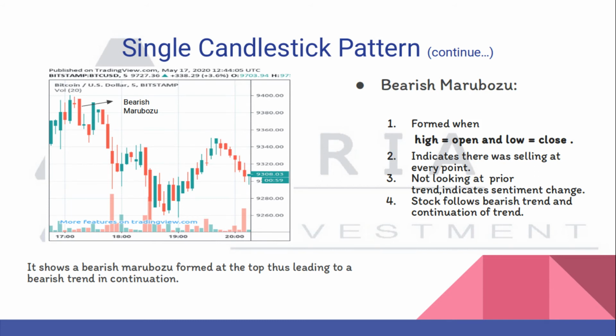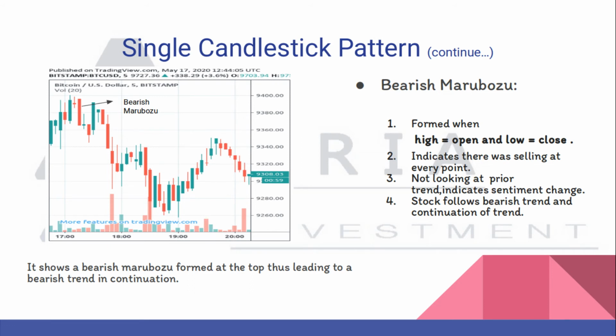So, not looking at the prior trend, there is a sentiment change that we can see. A bearish Marubozu indicates bearishness. So, we should sell around the closing price of a bearish Marubozu and keep the high of the Marubozu as the stop loss. An aggressive trader can place the trade in the same session as the pattern forms, and risk-averse traders can place the trade on the next pattern formed after the current trading session.